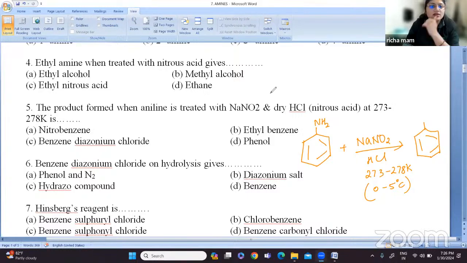Give the answer. Okay, Vedvati has given the answer as BDC. Yes, what is the answer? So I'll write the structure. Can you tell me what it is? Okay, Priyanka has given us C.